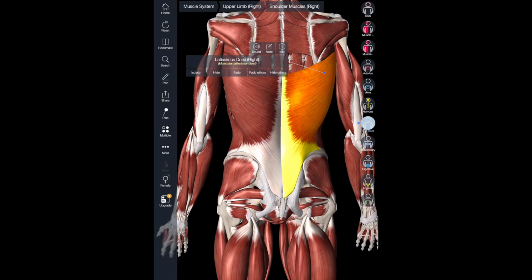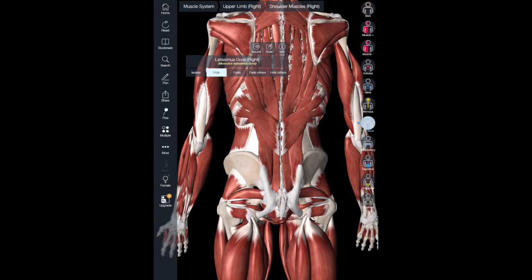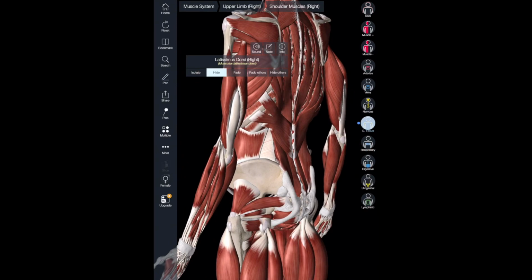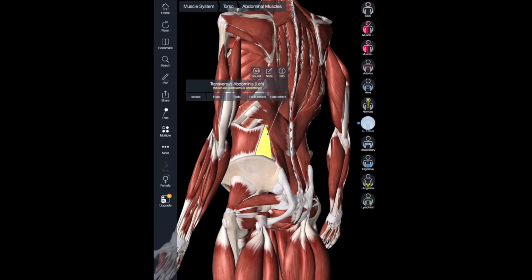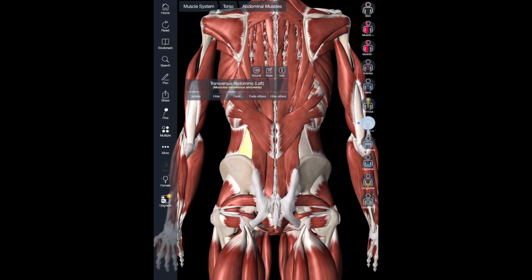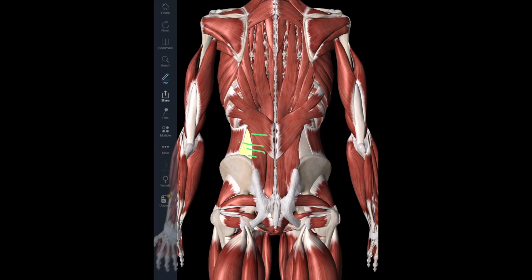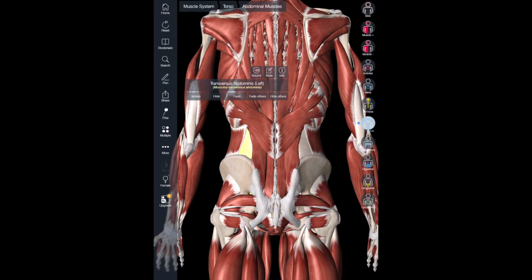Latissimus dorsi is part of it. Deeper muscles also are part of it, but the abdominal muscles are definitely part of it. And so here, what we see right here is transversus abdominis, and so you can kind of get a sense that the fibers of it are going to come like this and tie into that thoracolumbar fascia.